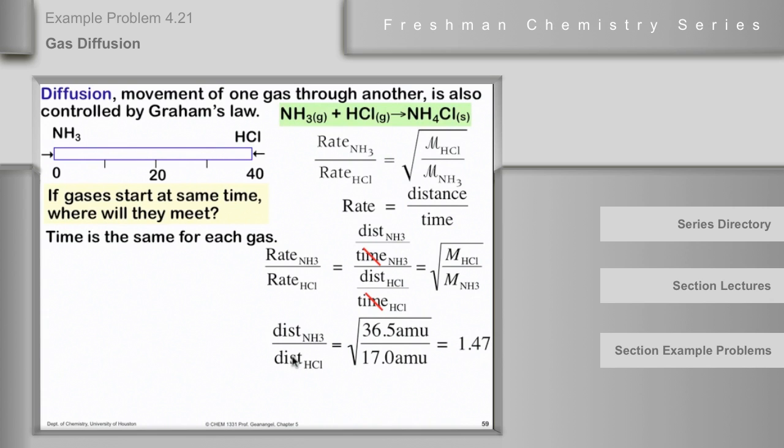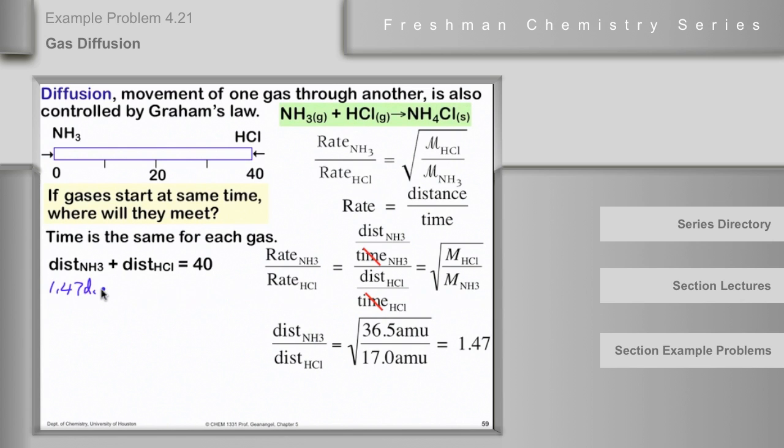A little algebra here. Stand back. Don't get anybody on you. The distance that ammonia travels plus the distance that HCl travels is equal to 40. Right? If they start at each end and they meet in the middle, the total distance traveled is 40. So it's just a different equation, same two unknowns. And what I'm going to do is substitute for the distance of ammonia 1.47 times the distance of HCl.